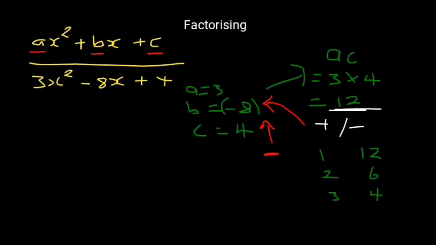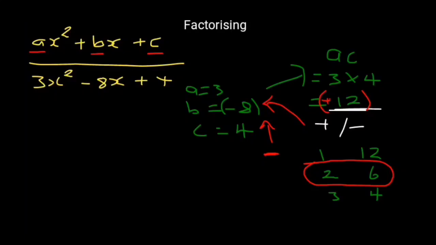We now need to assess our factors. We know that we need to have a negative 8, and we need to have a positive 12 when they are multiplied. Negative 8 when they're added or subtracted, and then positive 12 when they're multiplied. Looking at our factors, we know that 1 and 12 when added or subtracted cannot give us a negative 8 value. 3 and 4 when added or subtracted cannot give us a negative 8 value. But we know 2 and 6 can give us a negative 8.